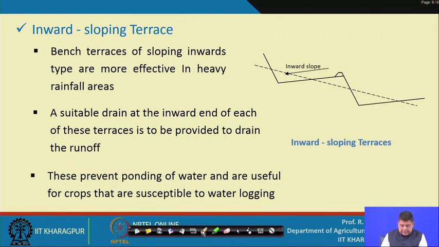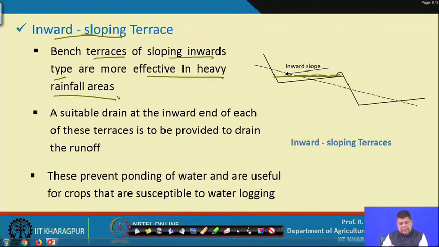The third category is the inward sloping terrace. So, as you can see here, the slope is in this direction, otherwise had it been level, the level terrace would have been like this, but as you can see, there is a considerable slope in the inward direction. So, bench terraces of the sloping inward type are more effective in heavy rainfall areas. So, they are selected in heavy rainfall areas. So, we have three different categories: level benches, which are for medium rainfall, then outward sloping, which is for low rainfall, and inward sloping, which is for high rainfall.